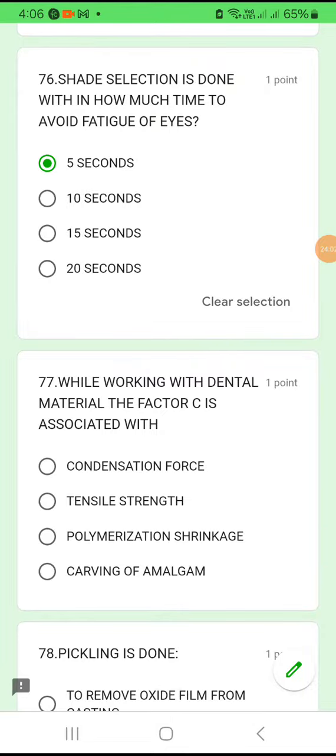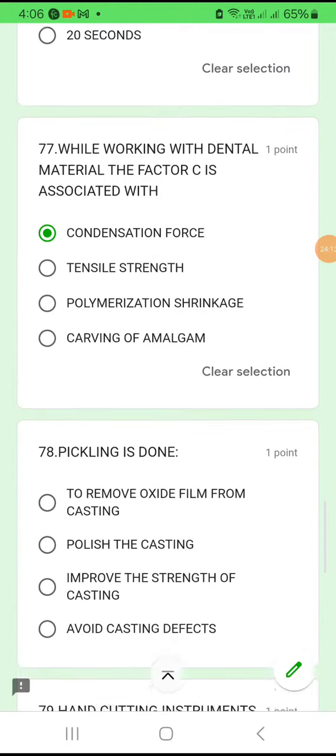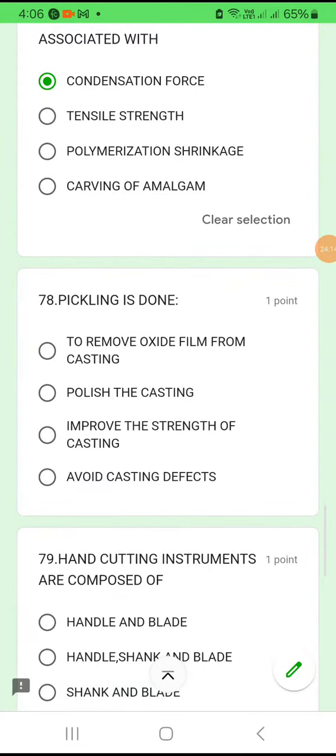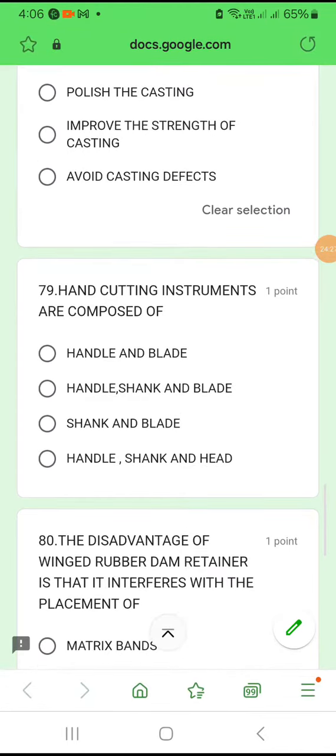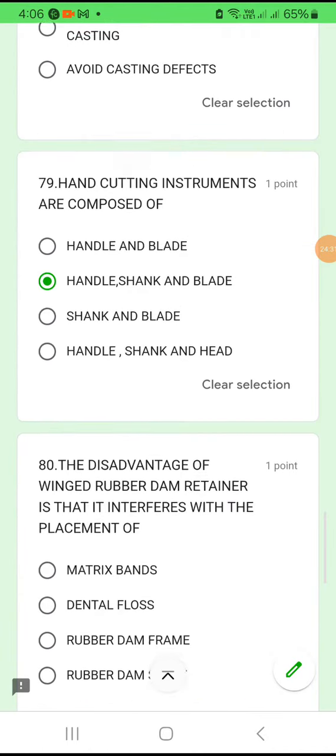77. While working with dental material, the factor C is associated with what? Condensation force, tensile strength, polymerization shrinkage or carving of amalgam. C stands for condensation force. Question number 78. Pickling is done to remove the oxide film from the casting, polish the casting, improve the strength of the casting, or avoid casting defect. Pickling is done to remove oxide from the casting. 79. Hand cutting instruments are composed of handle, shank, blade. Easy question. Option number 2.